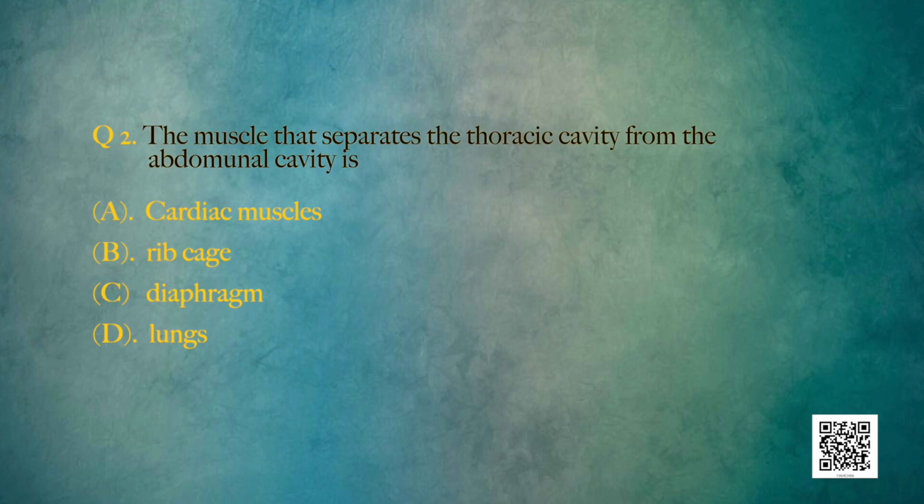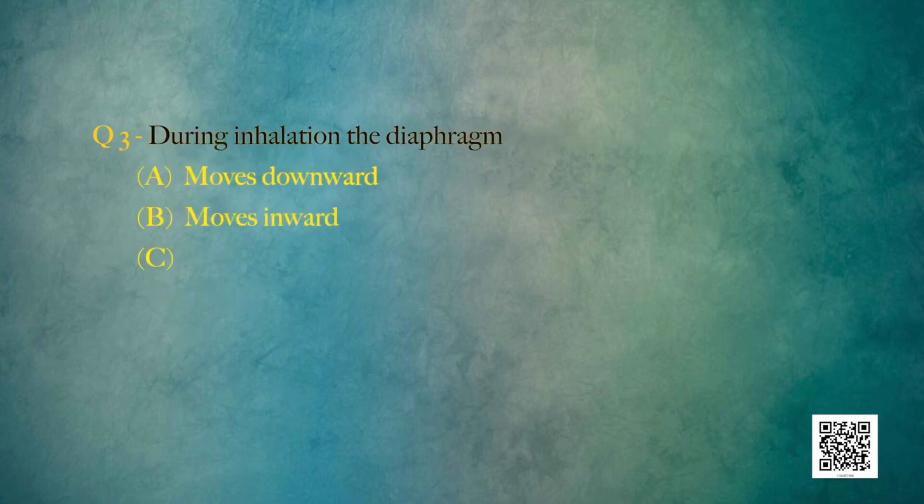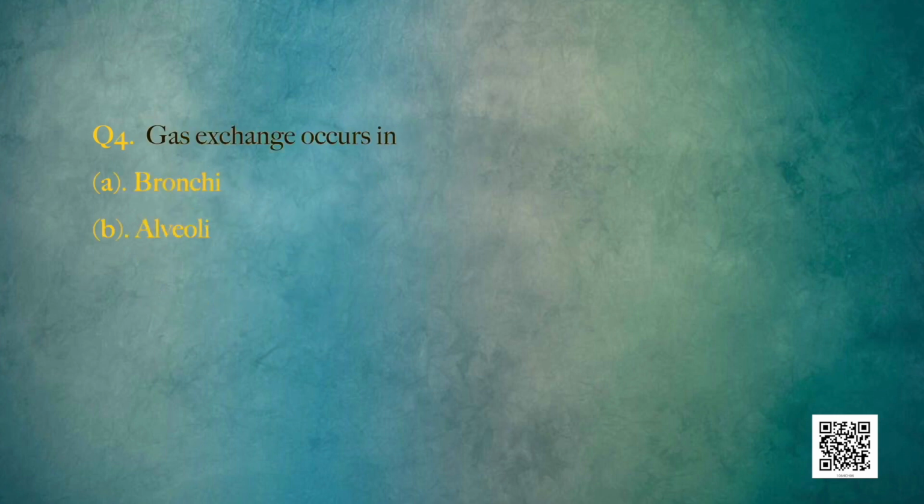The next question is, the muscle that separates the thoracic cavity from the abdominal cavity is: cardiac muscles, rib cage, diaphragm, or lungs? So, the answer is diaphragm, and I am sure you all must have got the answer to this. Next question, question number 3. During inhalation, the diaphragm moves downwards, moves inward, stays as such, or is not at all involved? Yes, so the answer is the diaphragm moves downward.